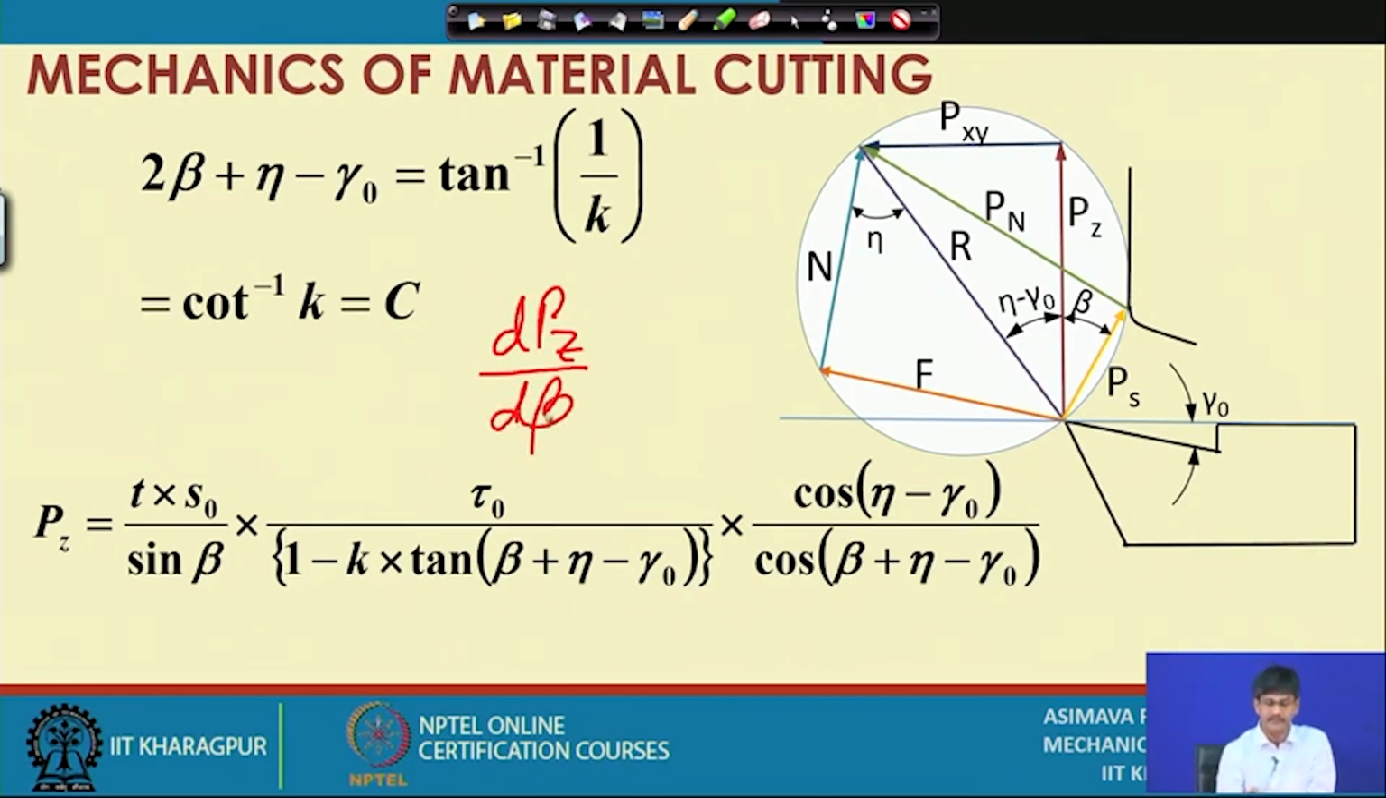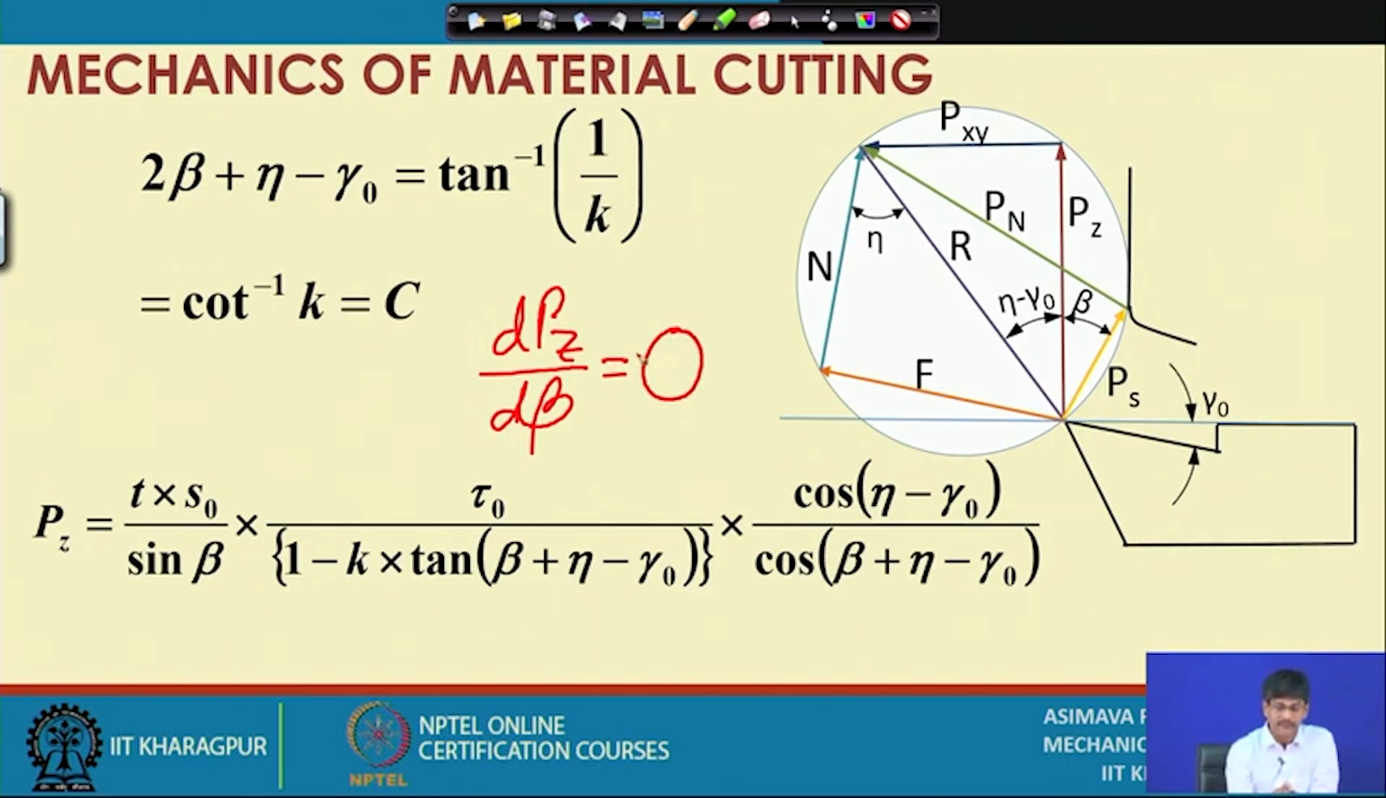So, here as you can well understand, all terms which are not containing beta, they will be treated as constants. So, you might be having only two terms, one is sin beta and another is cos of (beta plus eta minus gamma o), and of course, another term, that is 1 minus k into tan of (beta plus eta minus gamma o) in the denominator to be derived. Okay. So, I am sure you will be able to do it yourselves. So, I am not including the formal discussion here.